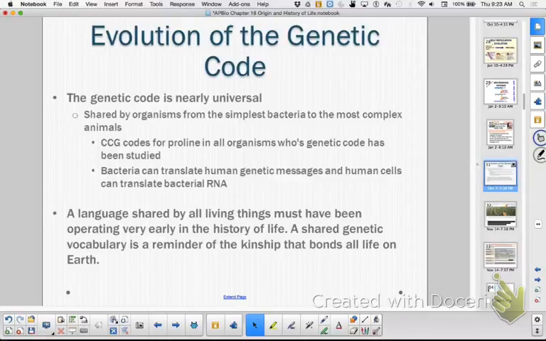Okay? Number 3, protein and RNA simultaneously. First cell would have true genes that could have been replicated because of the presence of proteins. And then number 4, the genetic code probably underwent natural selection to efficiently store the genetic information.